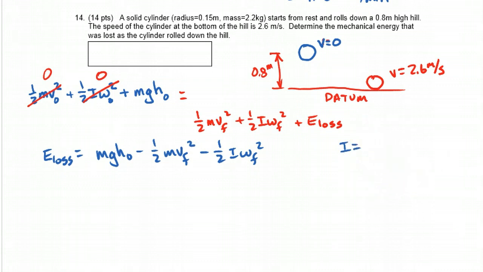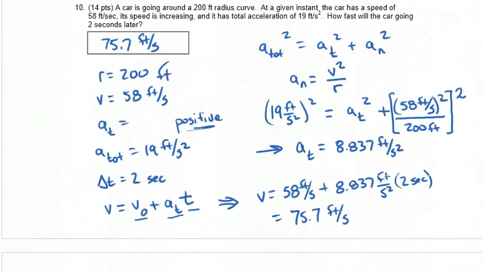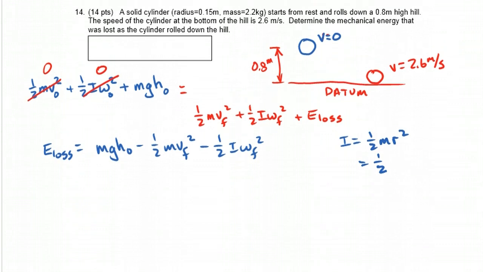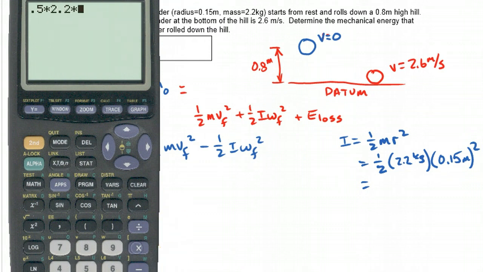I for a solid cylinder, again we will give you these values in this particular exam. We would use it about the z-axis, 1/2 mr squared. Thickness doesn't matter, it's only the shape relative to the given axis. So that's 1/2 mr squared, which is 1/2 mass of 2.2 and a radius of 0.15. So that value for I comes out to be 0.02475 kilogram meters squared.